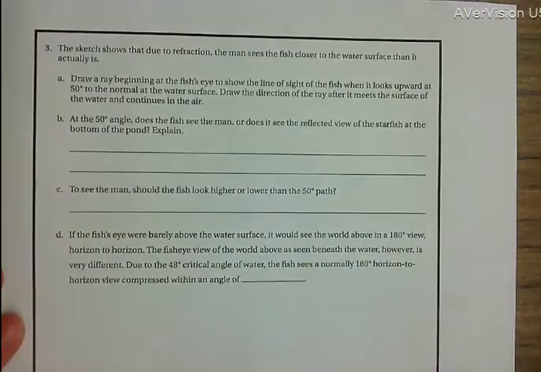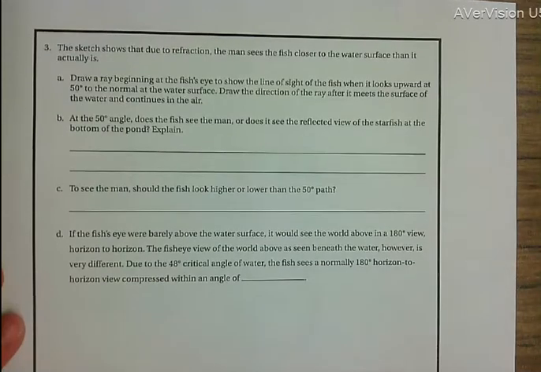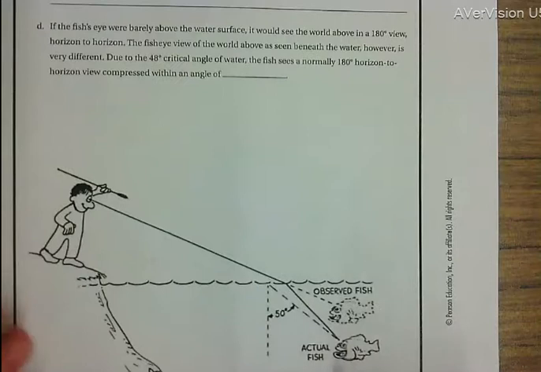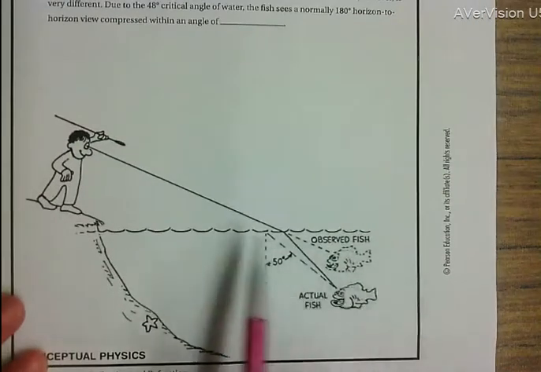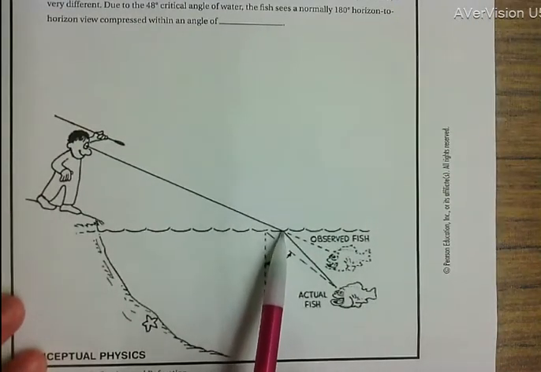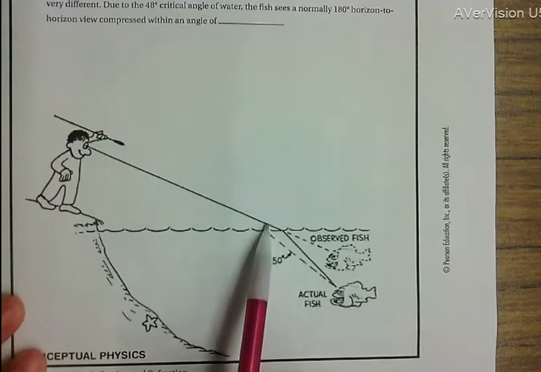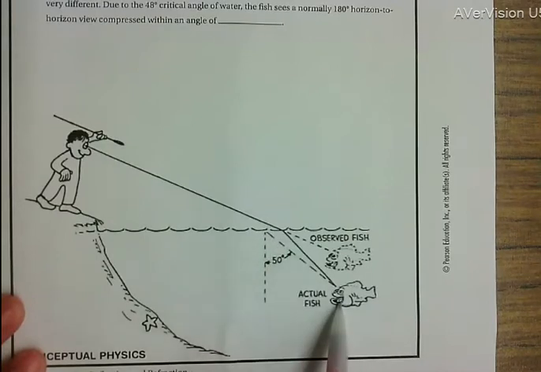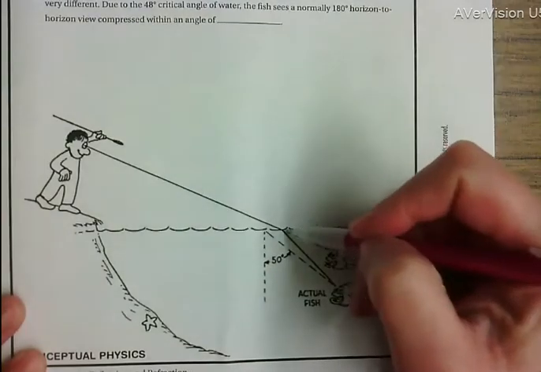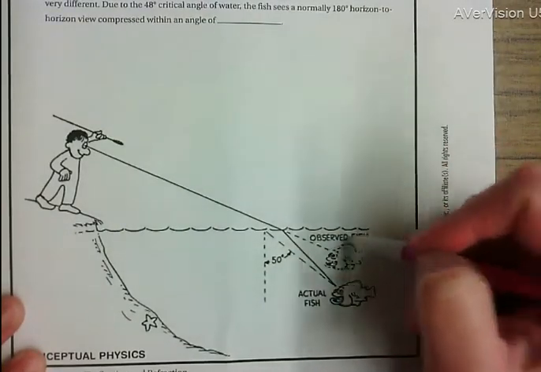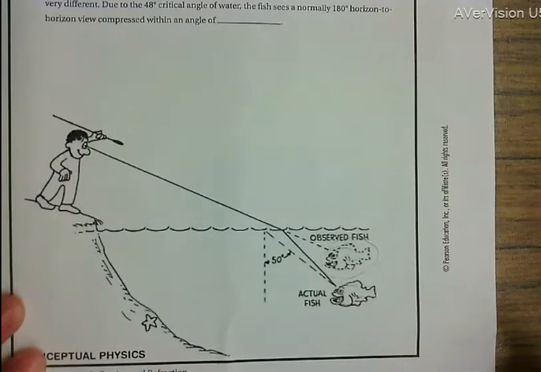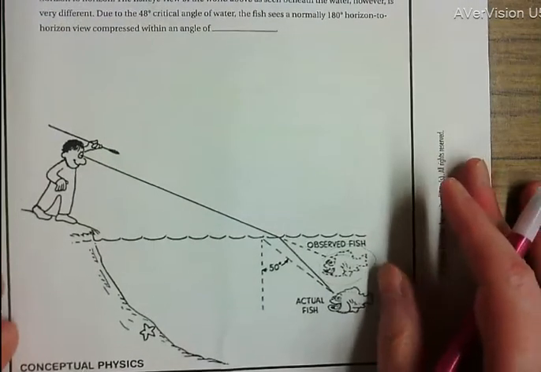The sketch below shows that due to refraction, the man sees the fish closer to the surface than it actually is. So that's what this picture is down here. Because it slows down, the angle bends down. The actual fish is here, but the idea is there's a virtual image of the fish a little bit higher than where it really is.